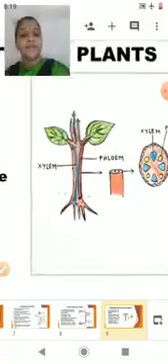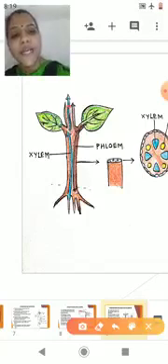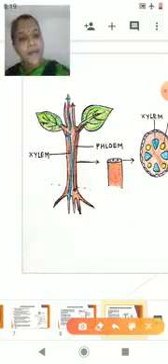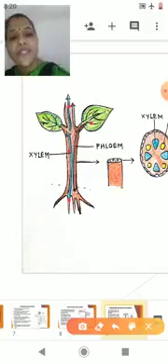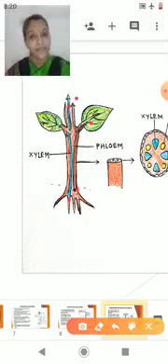Now, here I have just drawn a plant. In this, can you see the xylem? Can you see the xylem running in the upward direction? From the root it is running, so it is supplying the water. Now here, can you see the phloem, which is starting from the leaves and running in both directions, supplying the food in all directions, upward and downward?